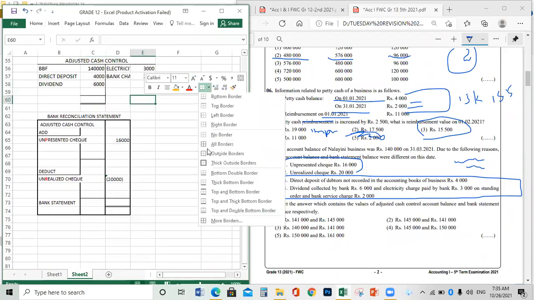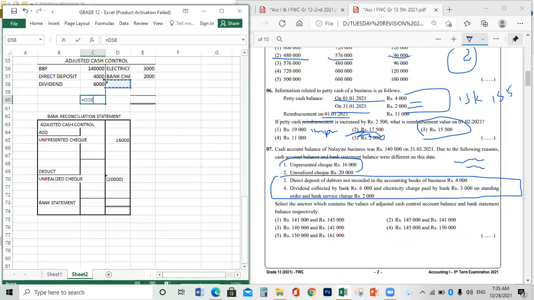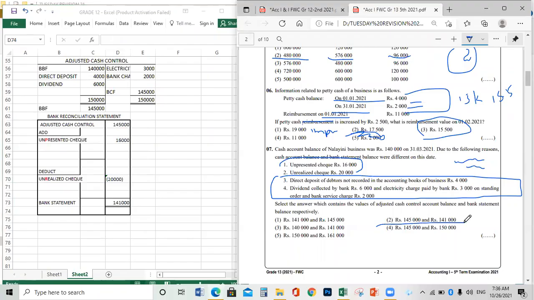Now get the closing balance. Okay, they didn't ask something difficult here. So yeah, let's get the closing. 145,000 is the closing cash control balance, and then, guys, you will get the cash control. Take it to the first line. You will get the bank statement balance. How much is the bank statement balance? 141,000. Answer is the second one. Are you all clear?